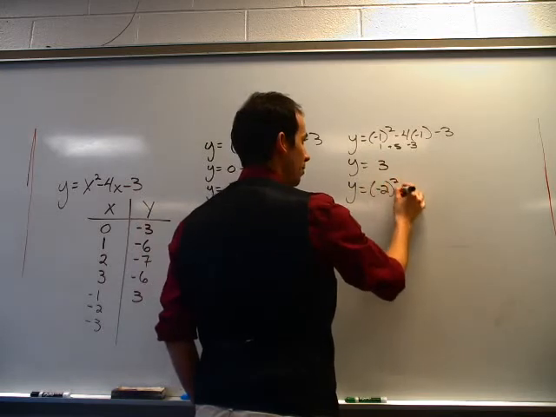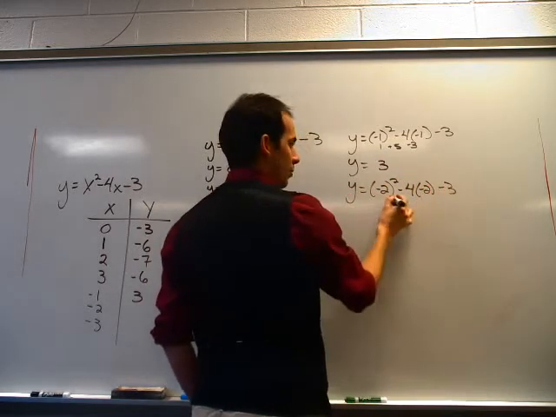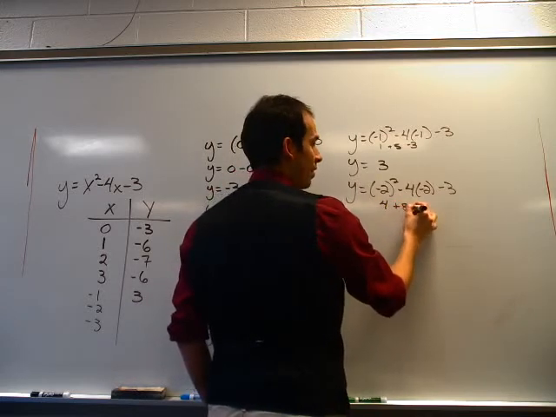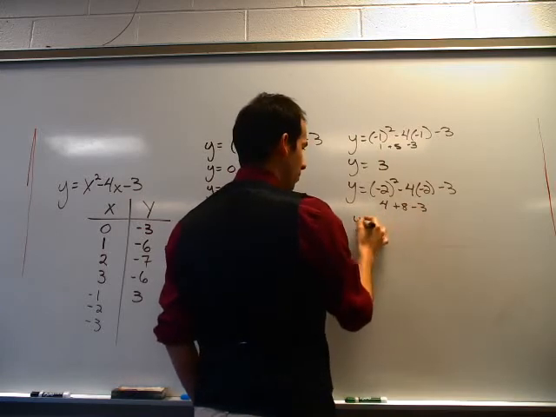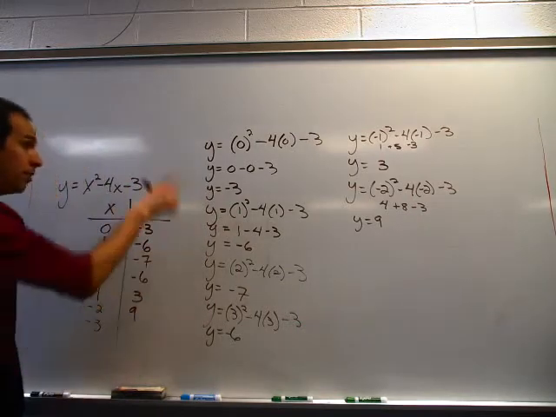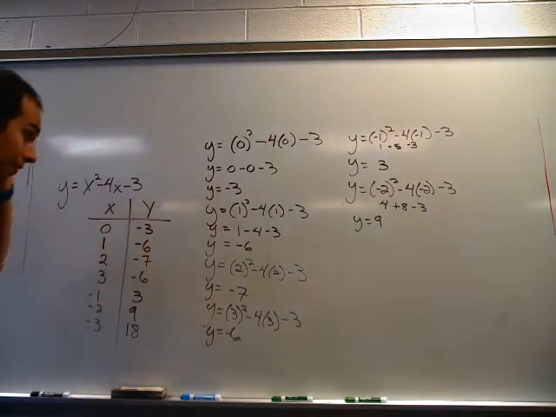Negative 2 squared minus 4 times negative 2 minus 3. We're going to do the same thing here. So it's positive 4, positive 8, minus 3. So that's 12 minus 3 is 9. Oh, 9. And I know this one is going to be 18, because I've plugged in the calculator already.